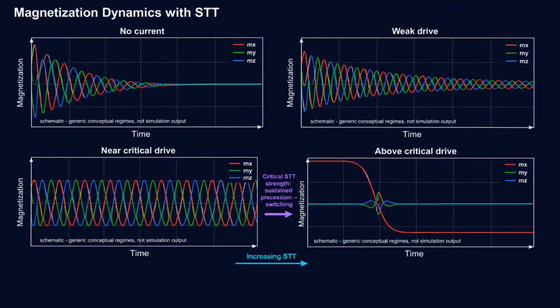These simulations show magnetization dynamics for different STT strengths. With no STT, magnetization simply damps to equilibrium. As STT increases, we first see sustained precession, then increasingly faster switching. Above a critical STT strength, the magnetization completely reverses from plus Z to minus Z. The transition from damping to switching occurs at the critical current.